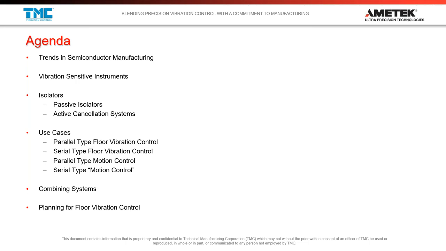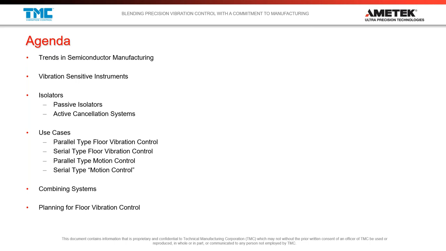We're going to start by talking a little bit about trends in semiconductor manufacturing, and then we'll touch upon vibration sensitive instruments. So we'll talk a little bit about the types of instruments we're talking about here when we talk about vibration sensitivity in semiconductor manufacturing. I want to give a brief overview of isolators, and we'll talk about passive isolation systems because those are going to be important because they're the basis for a lot of the isolation systems that are built in to many of the tools that we're going to be considering in today's presentation.